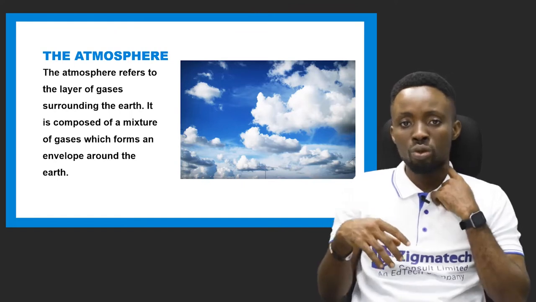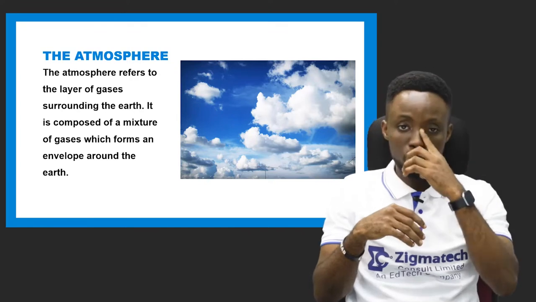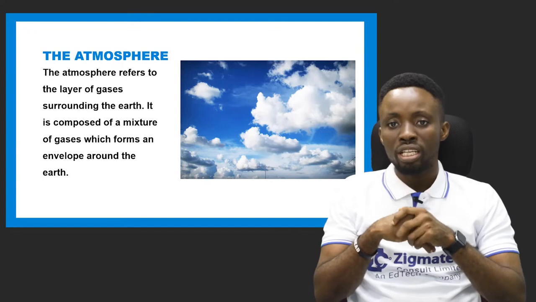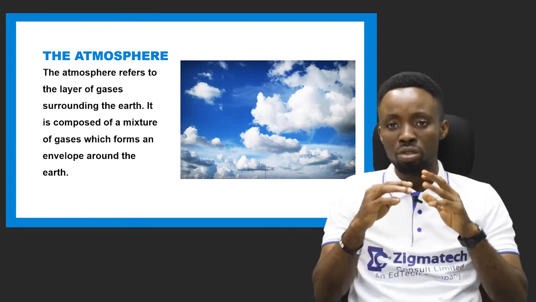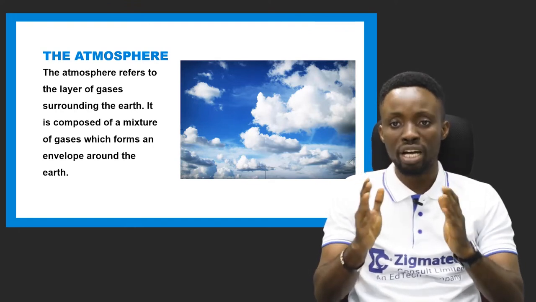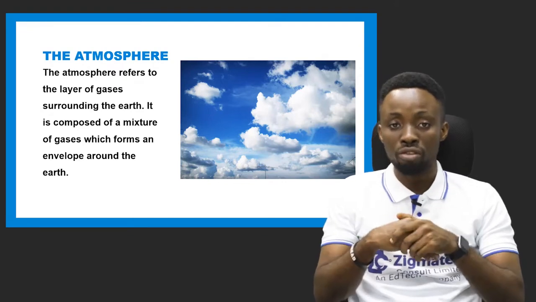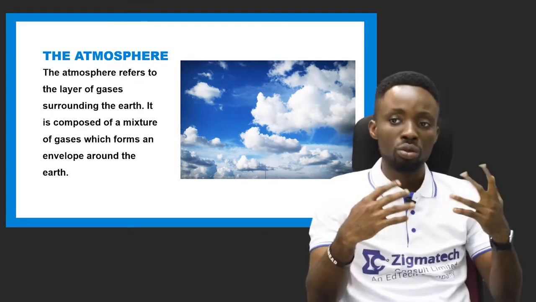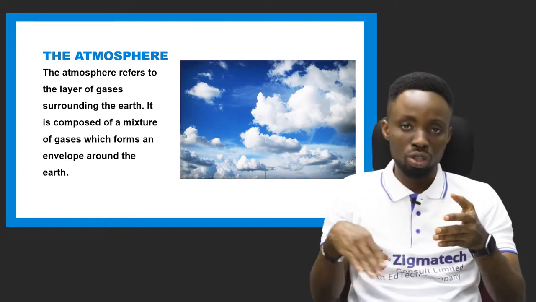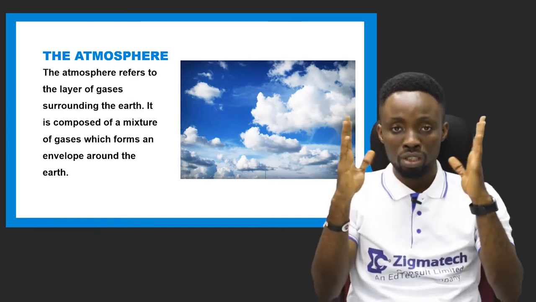Then if you look at the atmosphere, which is right above the lithosphere, it is the layer of the external structure of the Earth that is made up of gases. The atmosphere is solely made up of a mixture of gases, and we have gases such as nitrogen, oxygen, carbon dioxide, and other noble gases in the atmosphere. So this atmosphere is what surrounds us from the top.